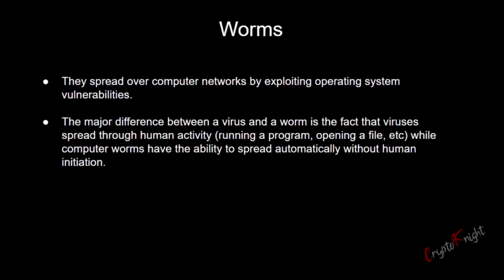The next type of malware is worms. They spread over computer networks by exploiting operating system vulnerabilities, right? So if there is a vulnerability in the operating system, these worms can travel through the network and infect your PC. The major difference between a virus and a worm is that a virus spreads through human activity, like running a program, opening a file, etc., while computer worms have the ability to spread automatically without human initiation.